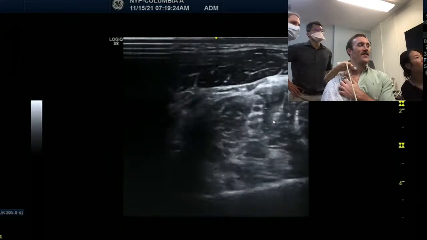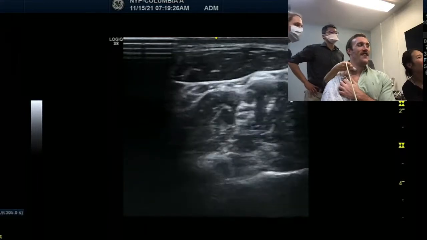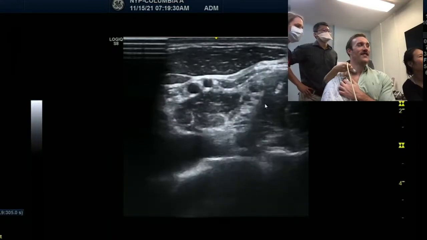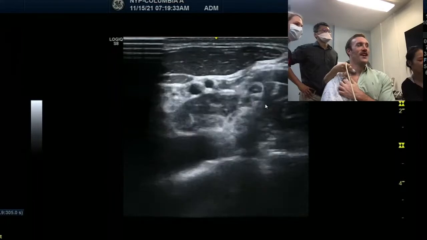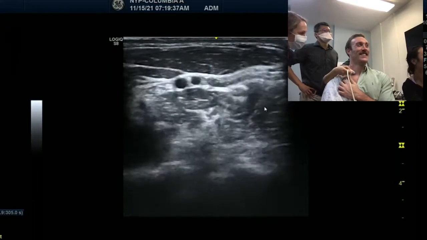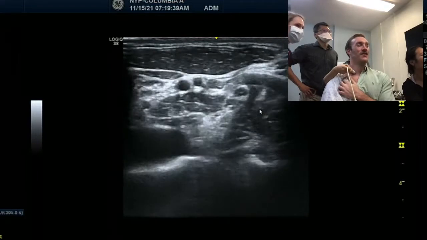Whoa. Wow. Can you see okay? Moving. Wait, go back. Do you want a picture of this? Look at this. Oh, my gosh. Oh, my God. Go back. That's such a perfect model.